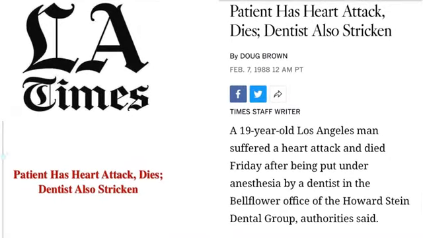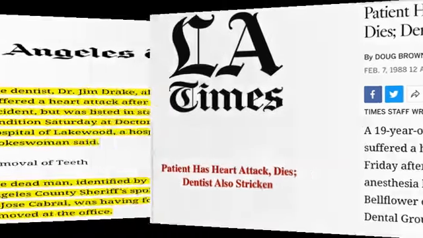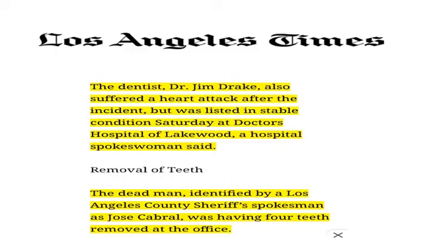An incident was published in the LA Times in 1998. Patient has heart attack and dies, dentist also stricken. A 19-year-old Los Angeles man suffered a heart attack while he was having his wisdom teeth removed after induction of general anesthesia. And surprisingly, the dentist as well, Dr. Jim Derrick, also suffered a heart attack. He couldn't withstand the situation of having his 19-year-old patient going into a heart attack. So this points to the importance of having all the staff well trained to face such situations, not only the operating dentist, because even if you are well trained, you might fall down and need someone else to take care of your life. So please, the whole staff should be trained.